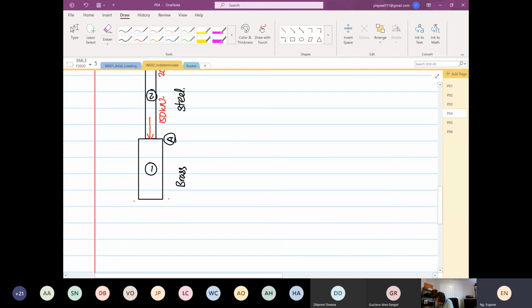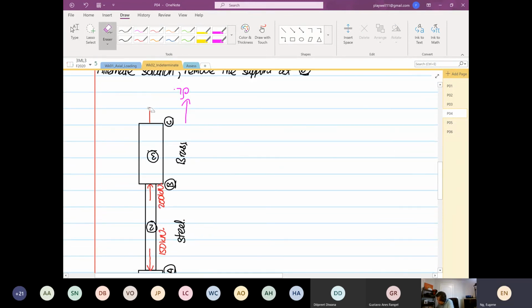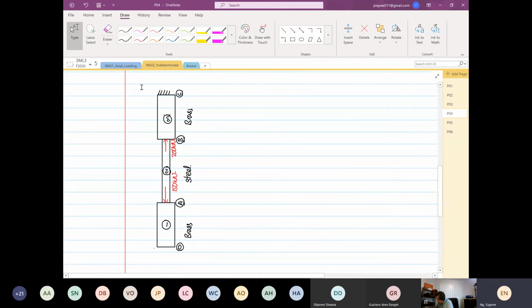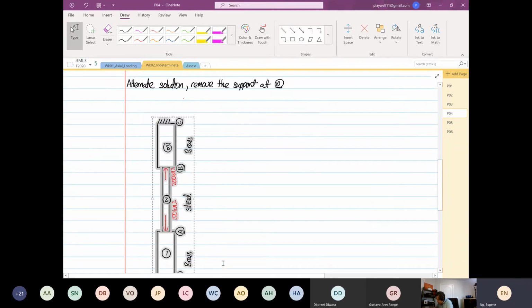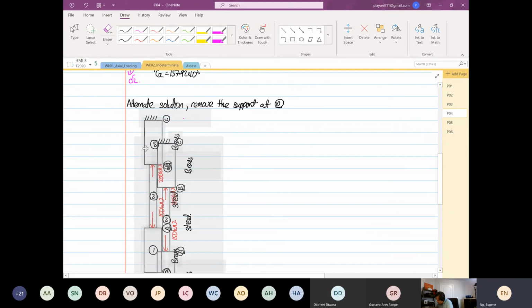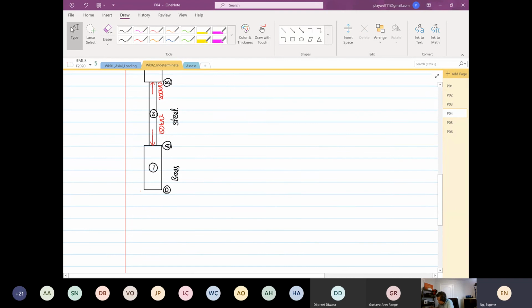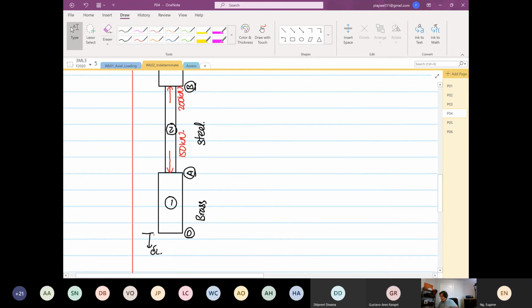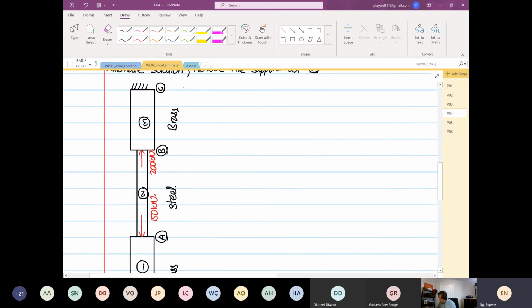Okay, so this is point D. We remove the support. So this is our point C, right? So this is our support. Okay, so what you'll see different is some numbers will change. So we are going to calculate now.